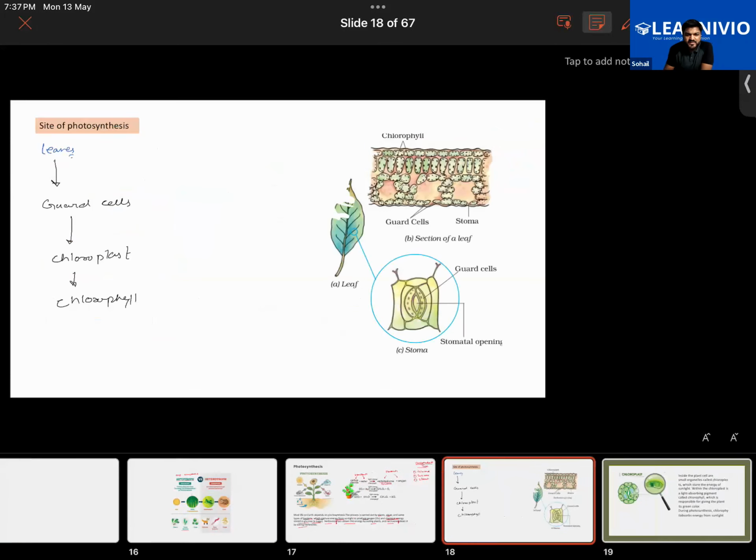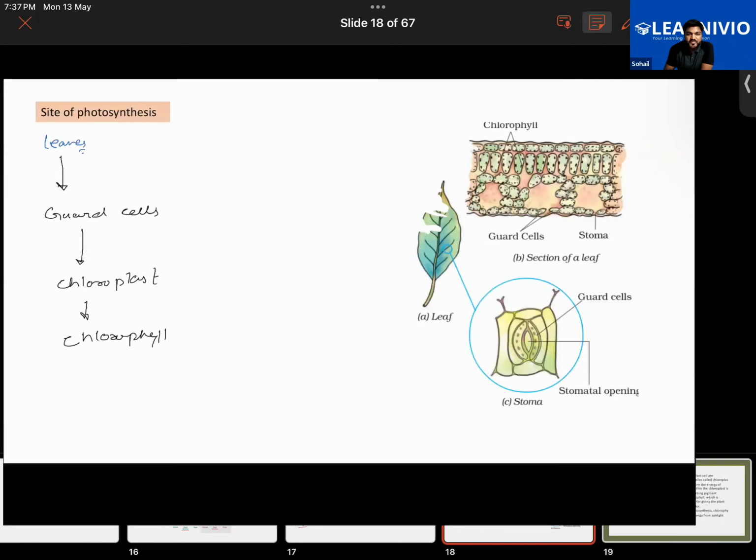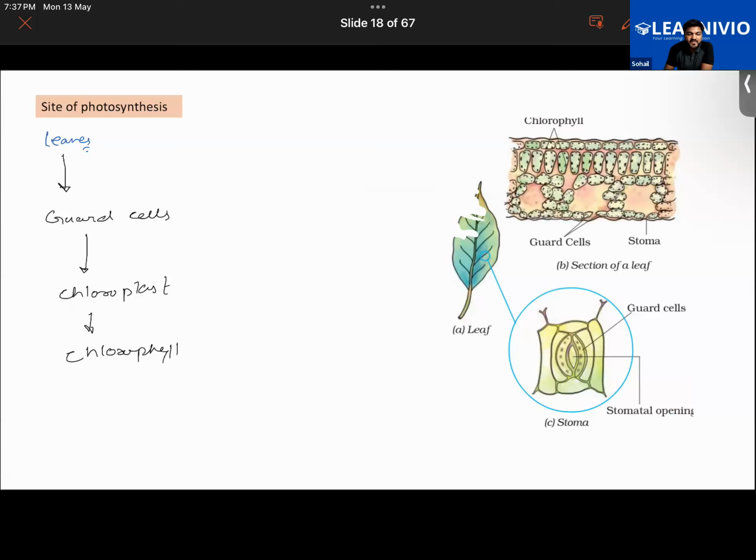So we have discussed different things in the previous class. Like we discussed that the process of photosynthesis is happening inside the leaves. Where exactly inside the leaves? Inside the leaves, we have guard cells. So guard cells are small openings in the leaves, which are covered by guard cells.